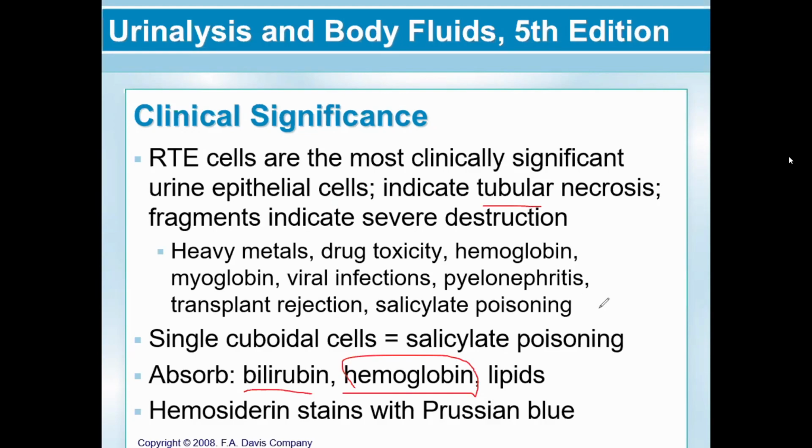Okay? What else? Pwede din silang mag-absorb ng lipids. And when they absorb lipids, we call them your oval fat bodies. Your oval fat bodies. So, halimbawa, meron siyang mga hemosiderin granules, pwede po natin i-stain yon. Maalala nyo yung stain natin kanina, we can identify it using your Prussian blue stain. Okay?